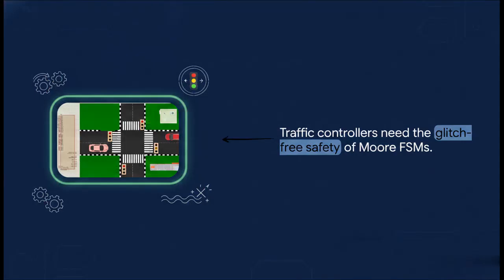But FSMs aren't just stuck inside computers. Think about an intersection with a traffic light. This is a classic embedded control system. A traffic controller absolutely cannot afford glitches. I mean, if it accidentally flashes green in all directions for a millisecond because of a noisy sensor, the results are disastrous. And this is exactly why safety-critical embedded systems rely heavily on the stable, synchronous, glitch-free outputs of a Moore FSM. It waits, it verifies, and it changes states safely.